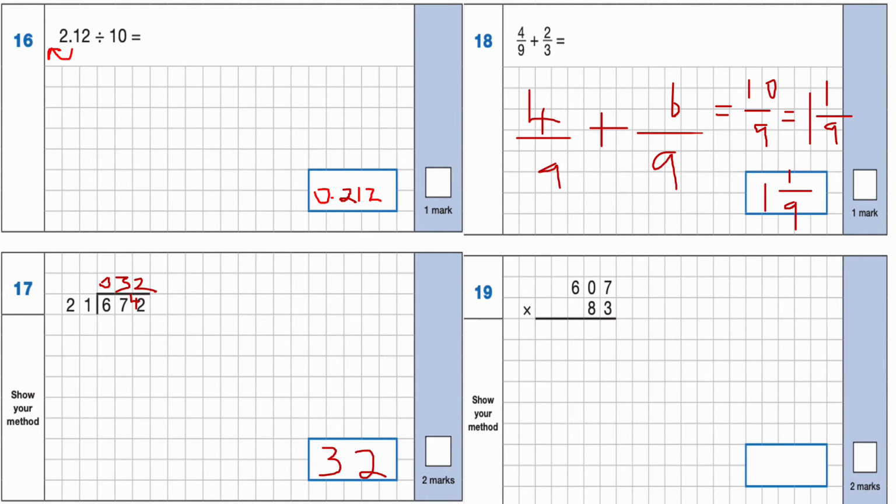607 times 83. Well, 3 times 7 is 21. 1 carry the 2. 3 times 0 is 0. Plus the 2 is 2. 3 times 6 is 18. Okay, it should be an 8 there, guys. I'm going to put a placeholder. 8 7s are 56, so 6. Carry the 5. 8 zeros are 0, plus the 5 is 5. And then 8 6s are 48. Okay.